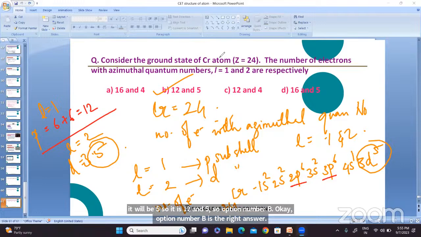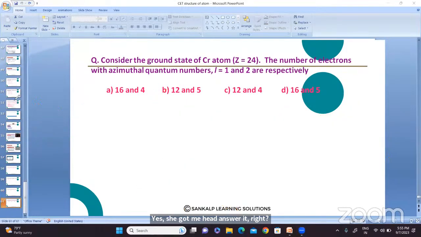Yes, Sri Varuni had answered it right. Good. So by this we have completed the chapter Structure of Atom. So any doubts here?